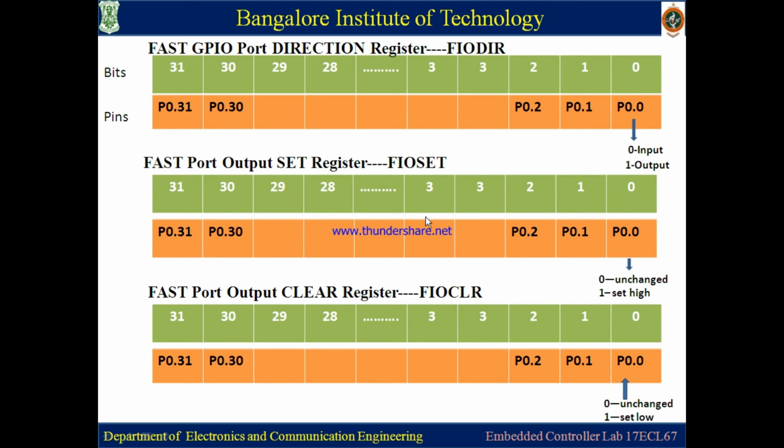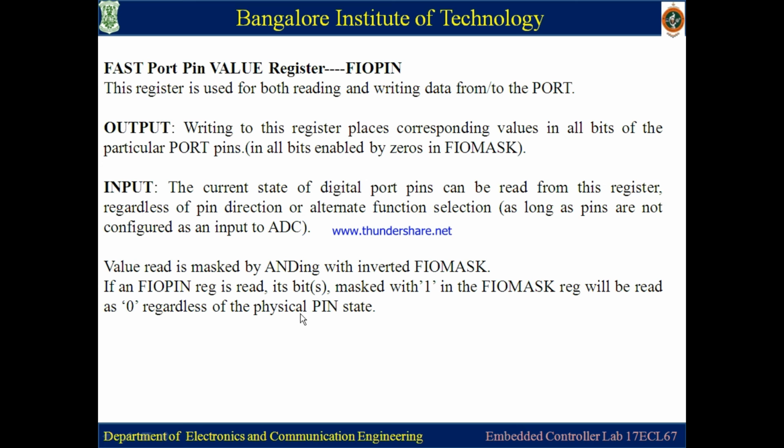With the output port, I can send a 1 or a 0. Now if I want to configure the corresponding pin as an input, then I use a register called FIOPIN. This register can be used not only for an input port, but even for an output port. So it can be used for both reading and writing data to and from the port.